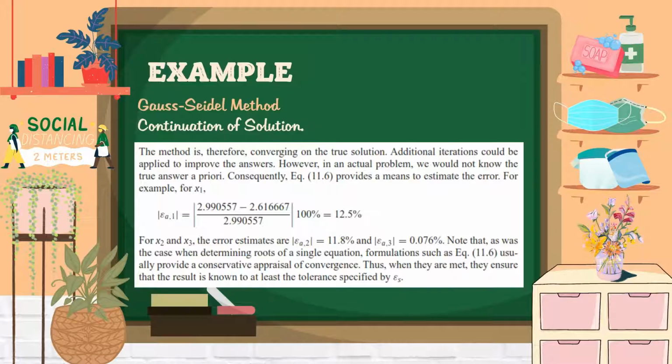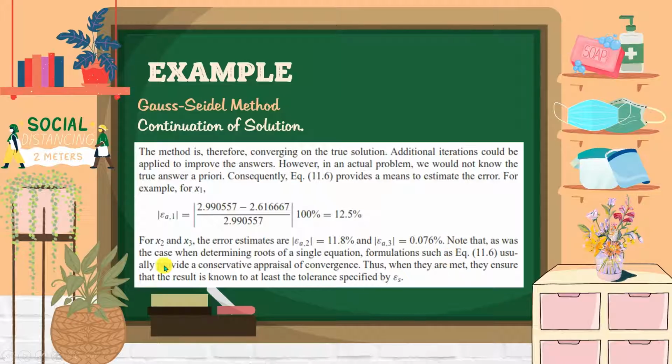Additional iterations could be applied to improve the answers. However, in an actual problem, we would not know the true answer a priori. Consequently, for this equation, we will be able to provide a means to estimate the error. So, for our approximation percent relative error, for x sub 1, we will have here 12.5. For our x sub 2, 11.8. And for our x sub 3, 0.076.